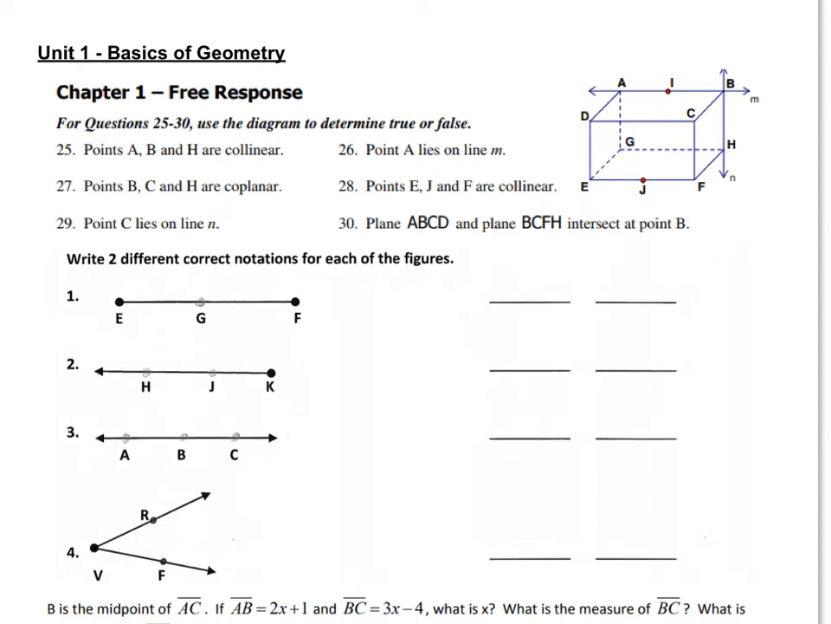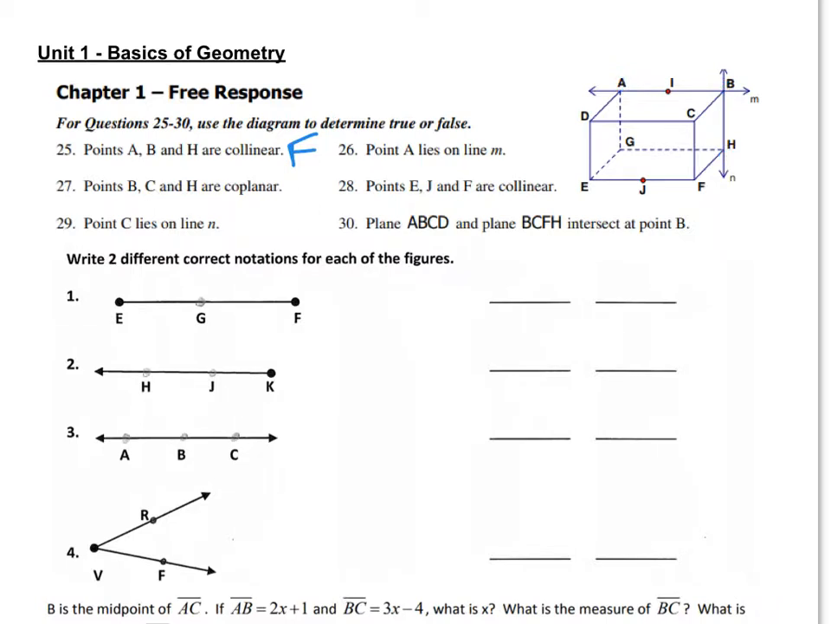Alright, it's time for back to the basics, back when we just started the school year and we were learning some really basic terms. So you did a bunch of diagrams like we have right here, so let's just review a little bit of our Unit 1 vocabulary. So this one says, we're saying true or false, A, B, and H are collinear. So I have A, B, H. So collinear means those are on the same line. Are those on the same line? No. So those would be false.